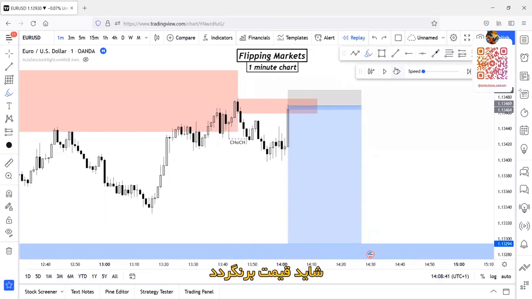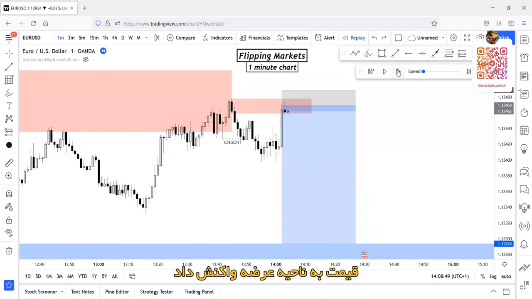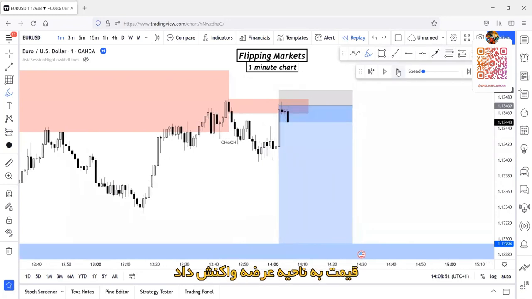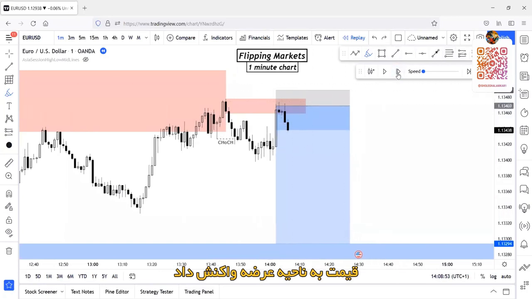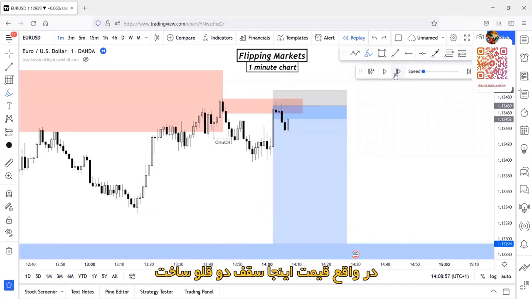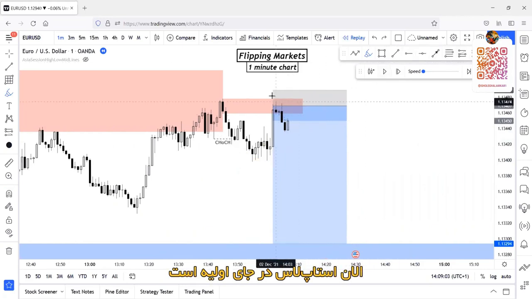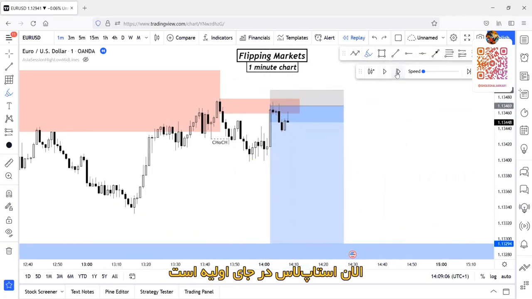Maybe it won't come back. Okay, just that happened. So currently we are in the position. Let's see what happens. Price keeps respecting the supply zone. Actually, price created equal tops right here. I will set my stop loss after these lows are broken. So right now the stop loss remains the same.